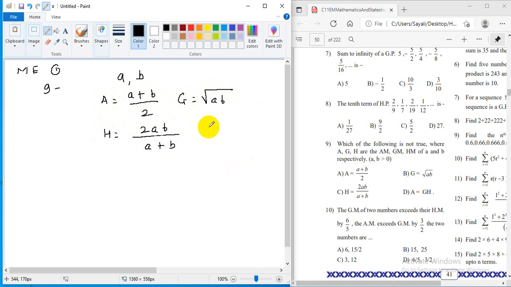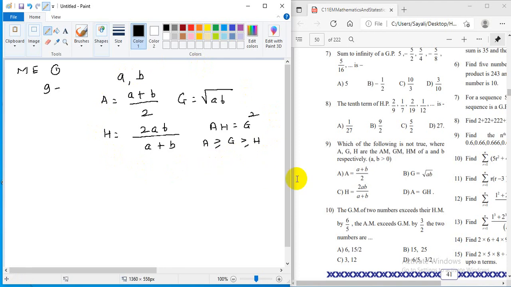बरं, त्यातलं रिलेशन काय आहे, AH is equal to G² and for any two numbers A is greater than or equal to G, greater than or equal to H, and they are equal when A and B are equal. When the two numbers are equal, all the terms are equal. If they are distinct, then A is greater than or equal to G, greater than or equal to H. याच्या व्यतिरिक्त काही थिअरी नाहीच आहे. So you must remember this, then you can do any problem on that.